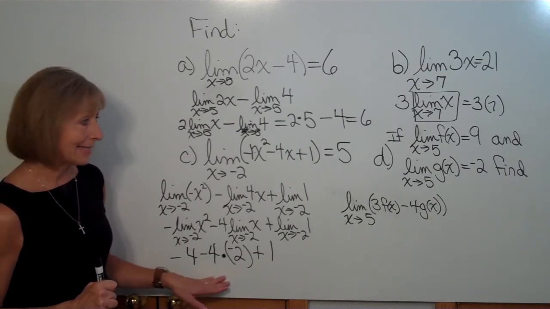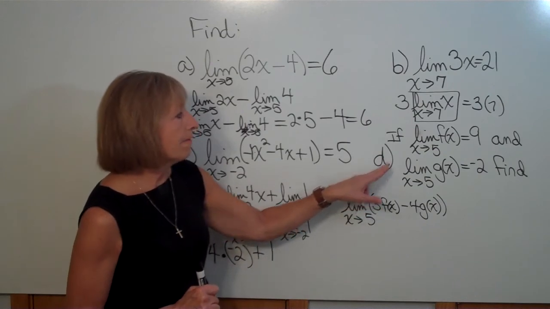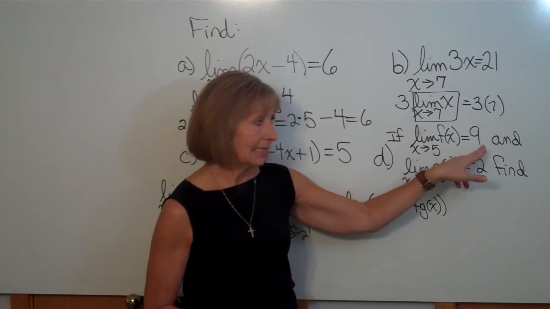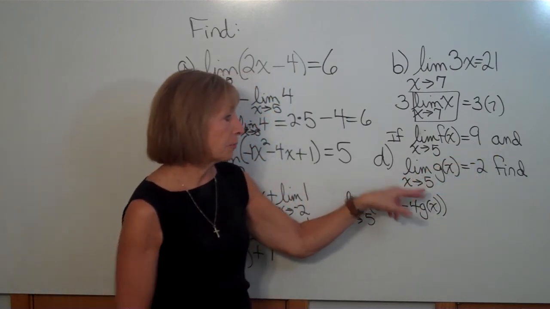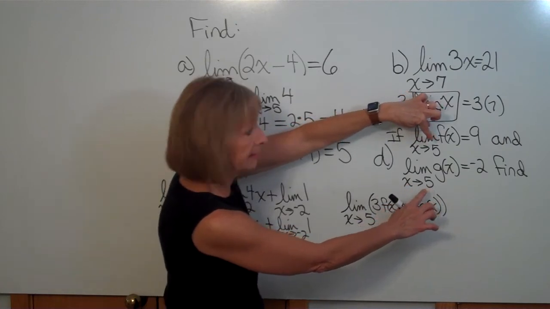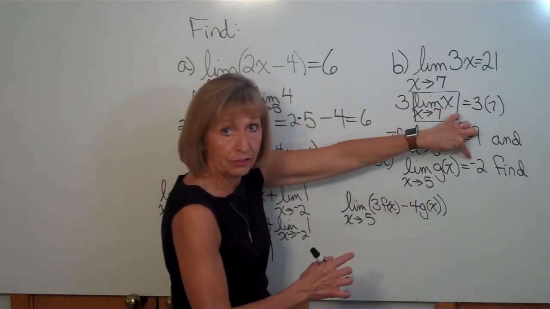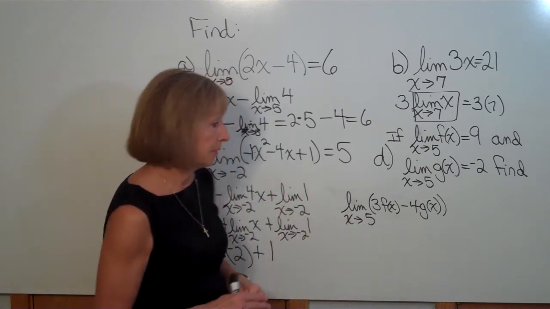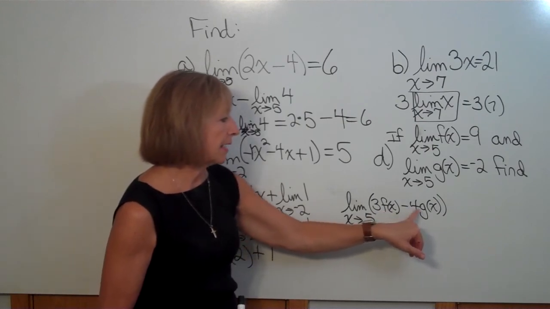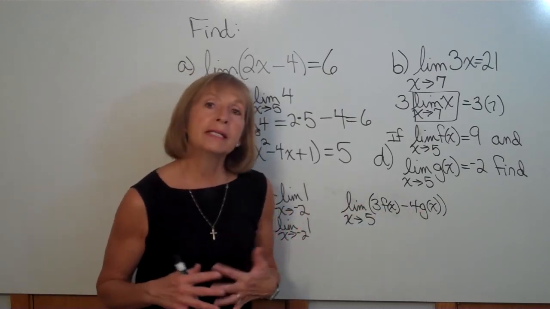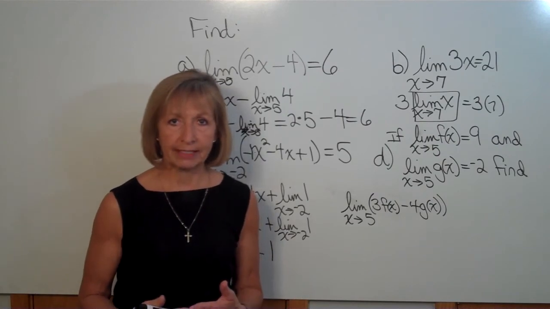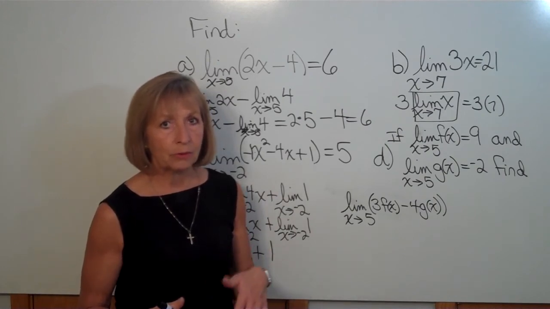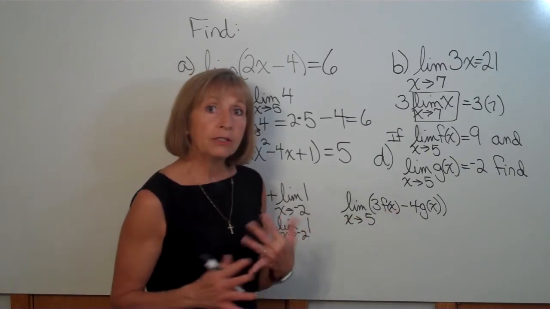Okay, then next step is if I already know that the limit as x approaches 5 of f of x is 9, and I also know that the limit as x approaches 5, it's approaching 5 in both cases, of this other function g of x is negative 2, I want to find the limit as x approaches 5, the same value it's approaching, of 3 times f of x minus 4 times g of x. So here, because they didn't give me the actual functions for f of x and g of x, they actually did give me what their limiting values were as x approached those values. So we want to use our properties.